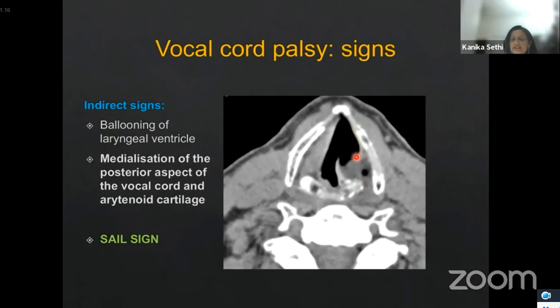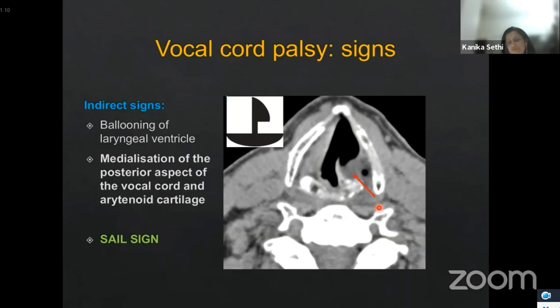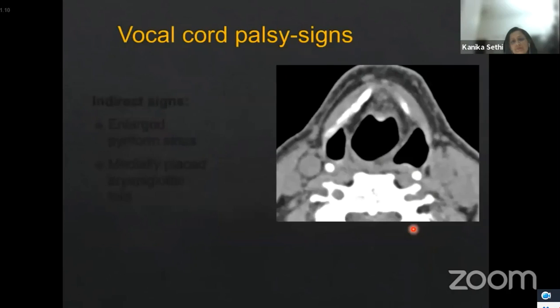You will see on the axial a dilated laryngeal ventricle, and medialization of the posterior part of the vocal cord and the arytenoid cartilage. This resembles a ship's sail, so that's called the sail sign. That's the ventricle, and that's how the vocal cord looks. That's called the sail sign. These were the direct signs.